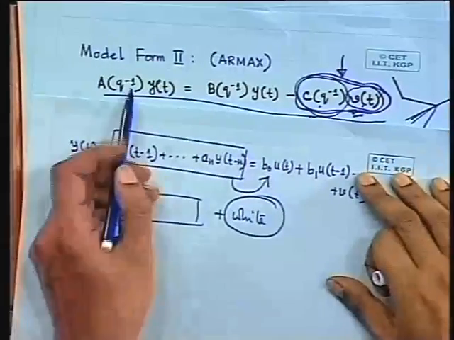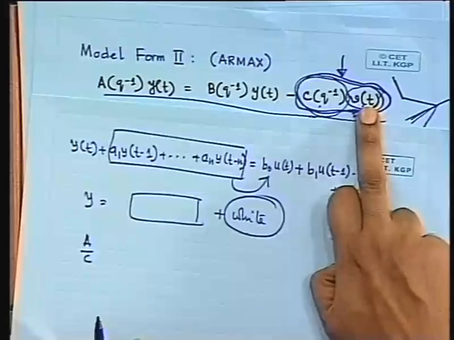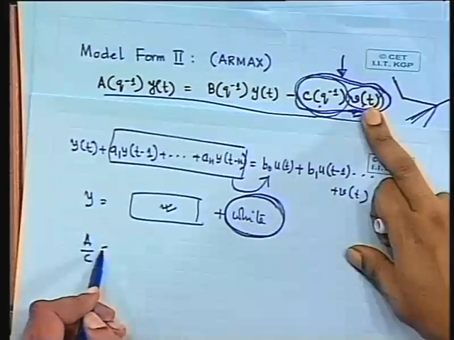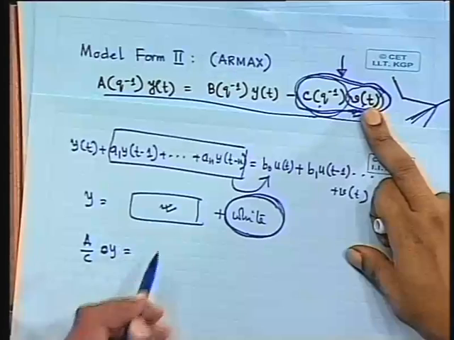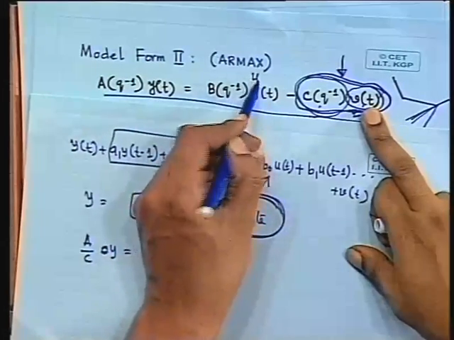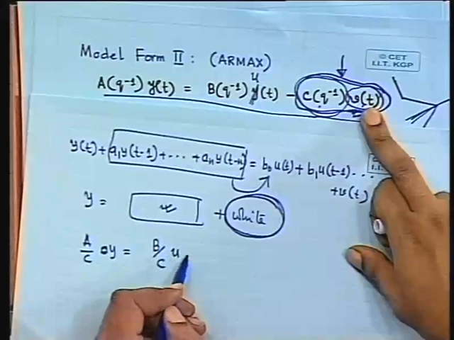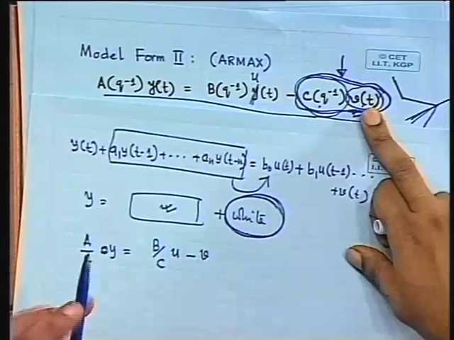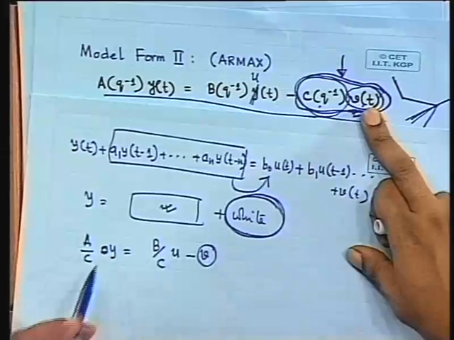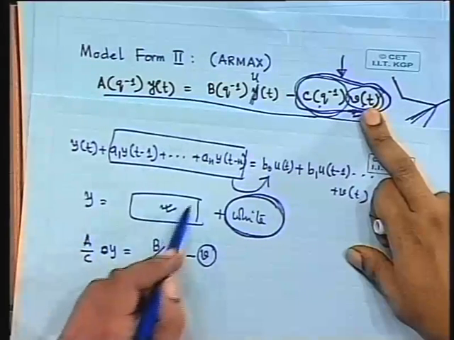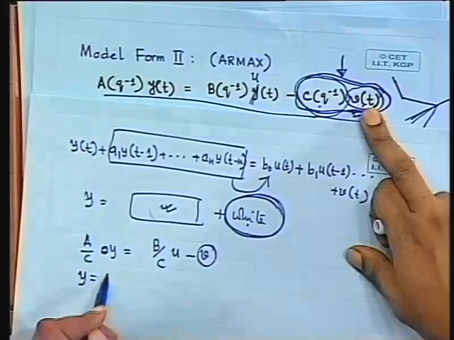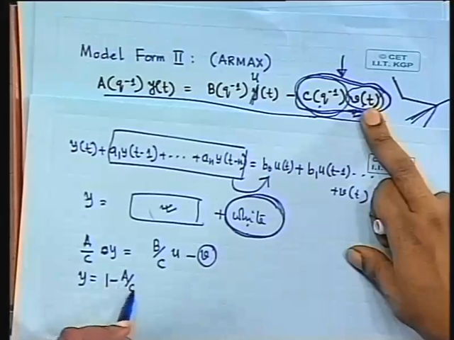See, this was my equation. First I will try to make this term white. Let me try to make this part, then see what comes here. So I will get A by C y is equal to B by C u minus v. So I have first of all got it into a form where this is white. Now I want to write it as y is equal to something plus white. So I will now write y is equal to this side. I will write 1 minus A by C y.